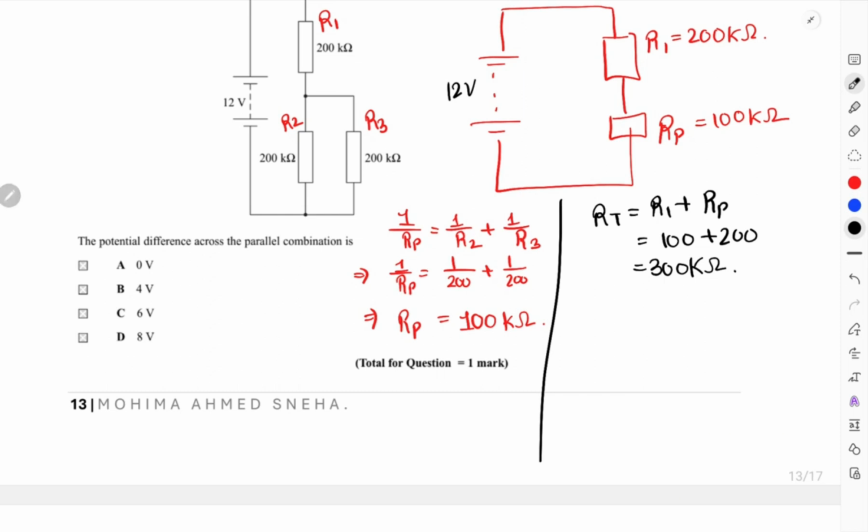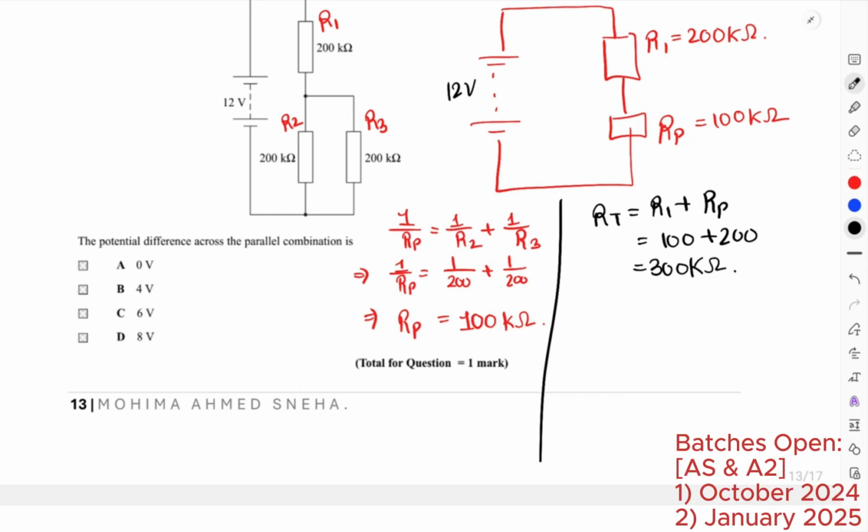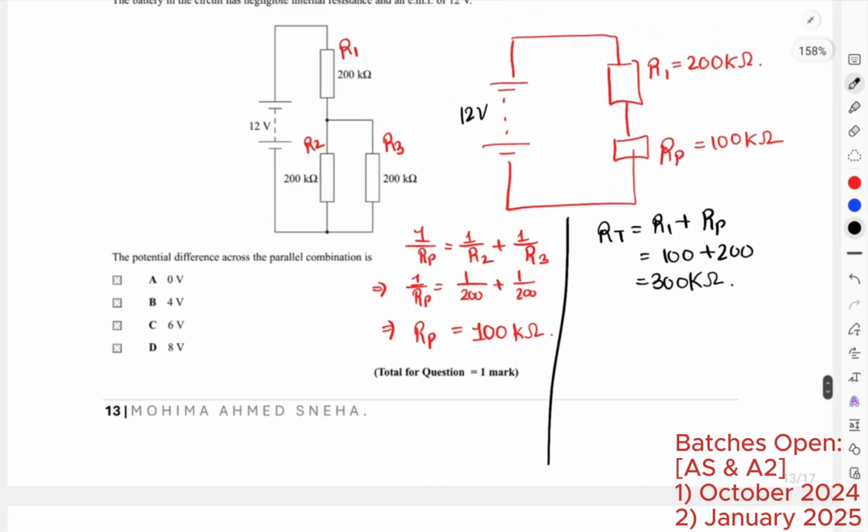Always remember that this ratio... okay, as I was saying, you want to find out the voltage for that parallel combination, right? So Vp divided by Rp equals V total divided by R total. Exactly why they are equal: voltage over resistance gives you current, right? If these are connected in series, they have the same current flowing through each one of them. Whatever current is passing through this parallel combination will be the same current passing through the battery also. That's why these ratios are equal.